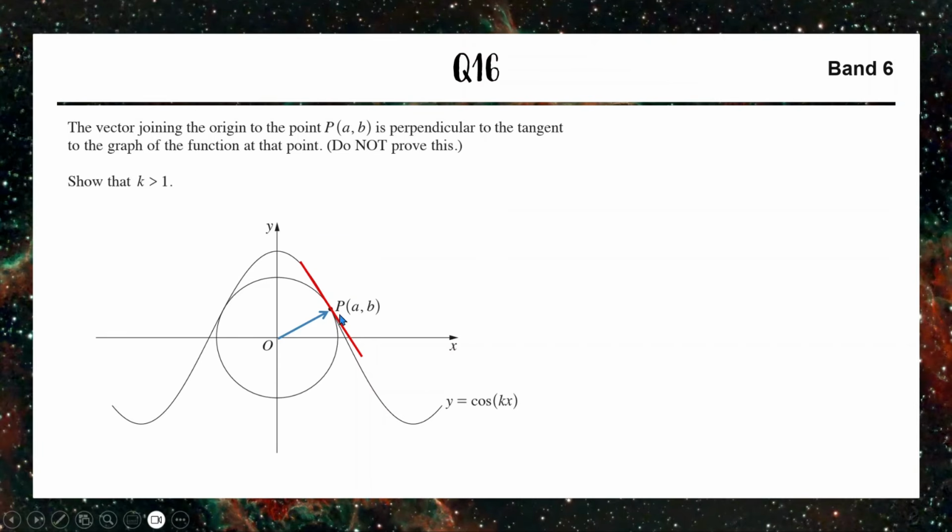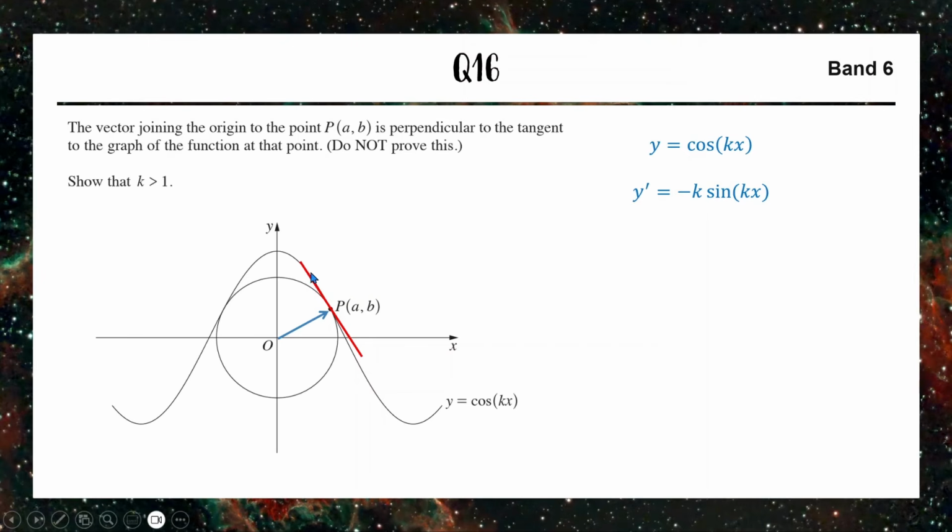Okay, so I'm seeing some tangents and some perpendiculars, and so that's really sort of giving me a hint here that I'm going to have to use some calculus to get my way out of this. So let's start off by taking the derivative of the curve cos kx. Now, fortunately, I know that when you differentiate cos, you get negative sine, and we're going to multiply by k. So there is our expression for the derivative of the curve.